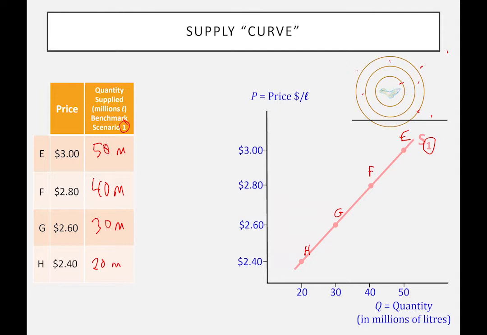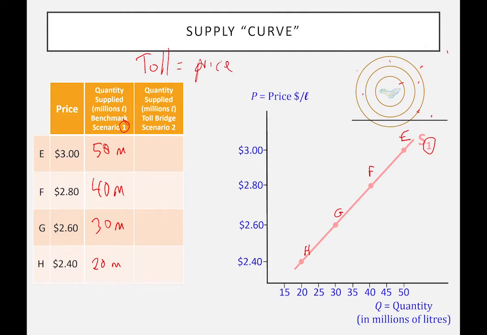Okay. So anyway, I'm going to conduct a whole new experiment now. I'm going to change one of those things. Because I'm changing one of the things, not the price, but some of these other factors, I've got to do a whole new experiment all over again. So let's say, for example, I introduce what's called a toll bridge. A toll is a tax or the price to cross the bridge.